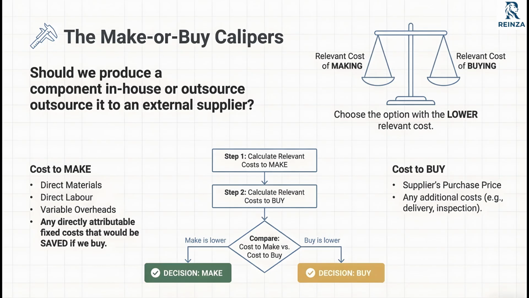Notice that I said directly attributable fixed costs. This is crucial. Only include fixed costs that would actually be saved if you outsourced. General factory rent that you would pay regardless does not count. Exam tip. Always read the question carefully to identify which fixed costs are avoidable. The question will usually tell you something like, if production stops, a certain amount of fixed costs would be saved. Only include that specific amount.